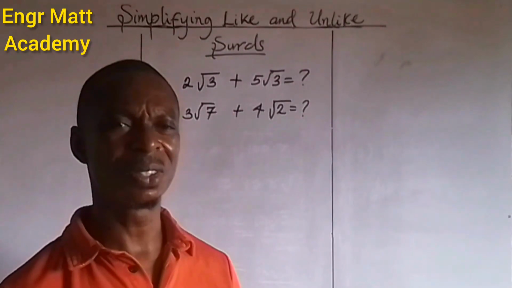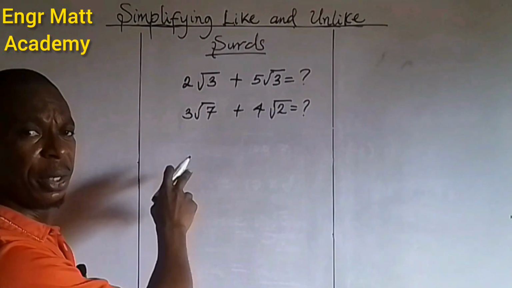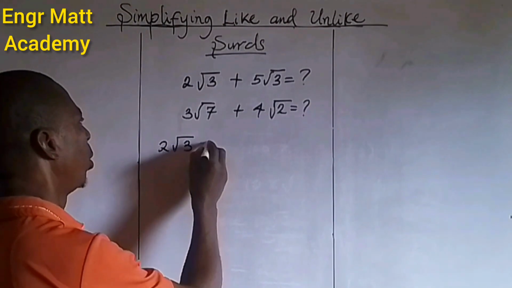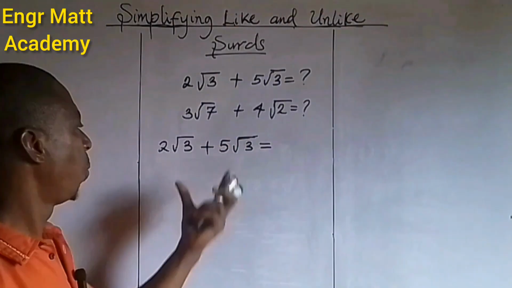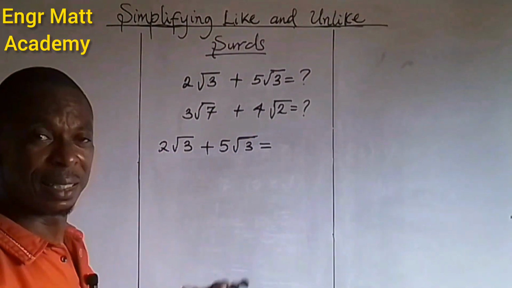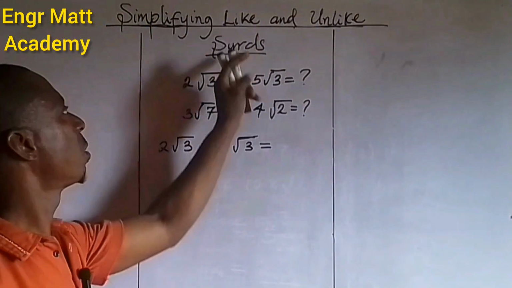What are like surds and what are unlike surds? In the first expression here, we have 2 root 3 plus 5 root 3. What do you notice in this expression? The surds here are alike. When 2 or more surds are alike, we call them like surds.